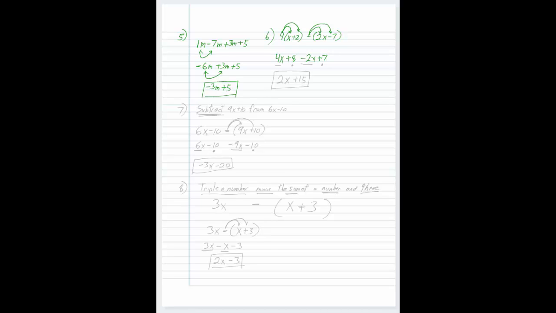Once we get to this point, the last part is to combine x's with x's, numbers with numbers. 4x minus 2x. 4 minus 2 is 2, so that becomes 2x. And now 8 and 7. 8 plus 7 is 15. So our answer is 2x plus 15.